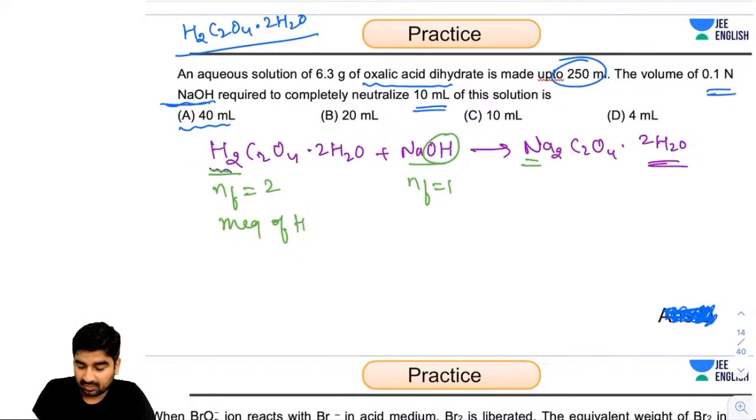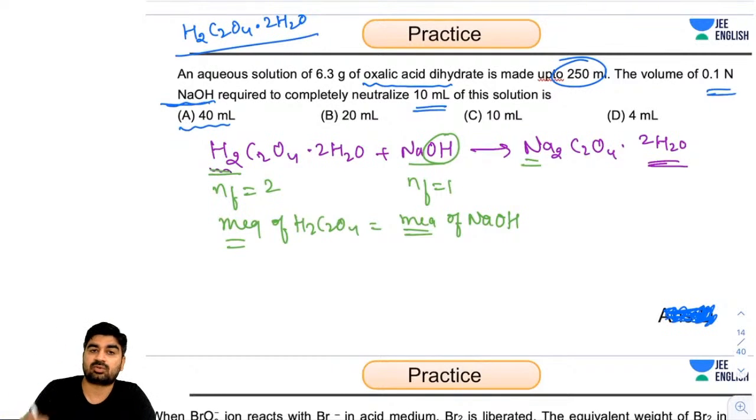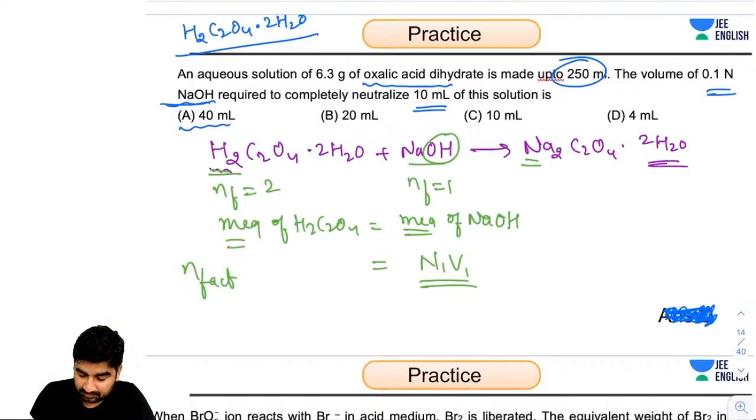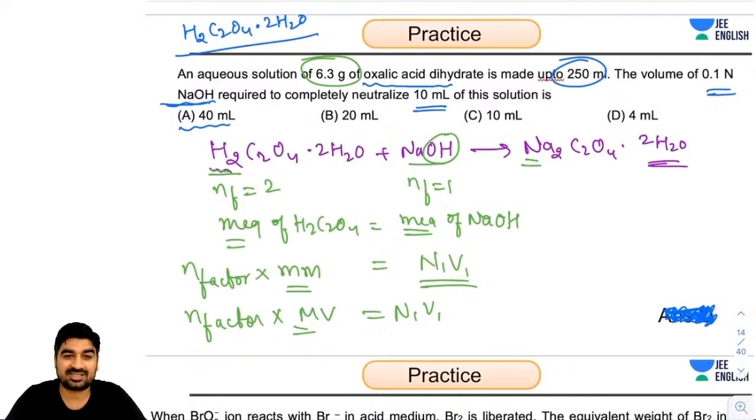So now I will write equivalent or milliequivalent. Milliequivalent of H2C2O4 will be equal to milliequivalent of NaOH. Whether I write milliequivalent or equivalent, the thing is the same. So guys, now it says the volume of 0.1 normal NaOH. So normality into volume is the milliequivalent, and here I will say again N factor into millimole. So millimole I can calculate as N factor into molarity into volume, N1 into V1. So I have to calculate molarity of this. We will decide that at the end of this topic. Don't worry.